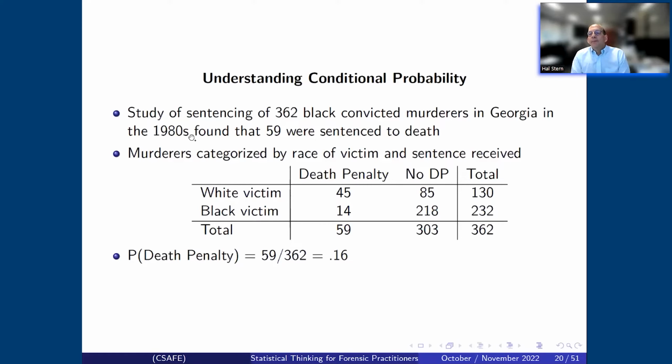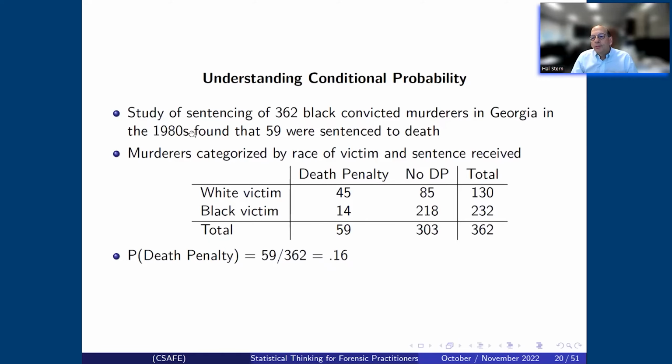So one way that we can think about probability in this setting is to think about these 362 as the population we're interested in. And then we can ask various probability questions. What's the probability that a convicted murderer in Georgia received the death penalty? Well, there are 362 cases. I'm going to pick one at random. 59 of them had the death penalty. And so the probability that I would pick a case that got the death penalty is 59 out of 362, or 16%. So that's out of the total population.